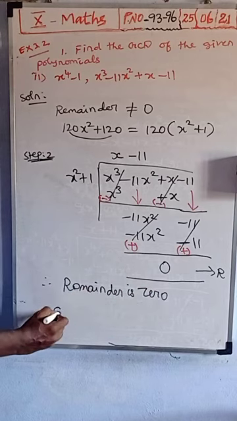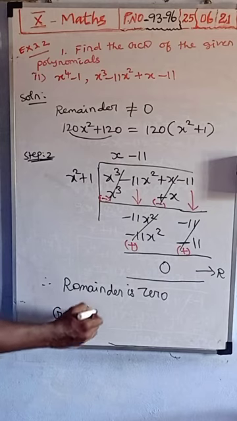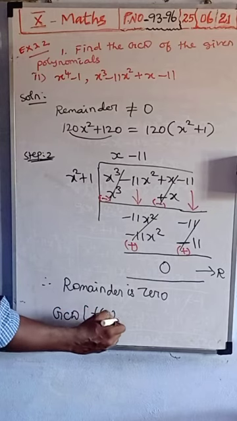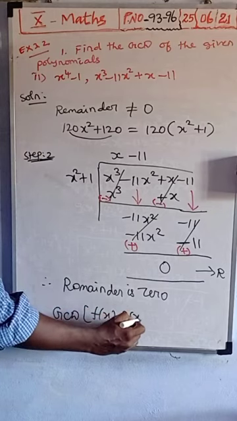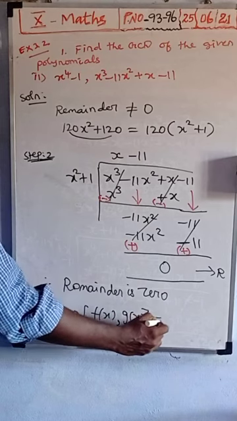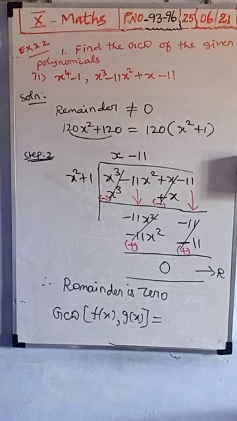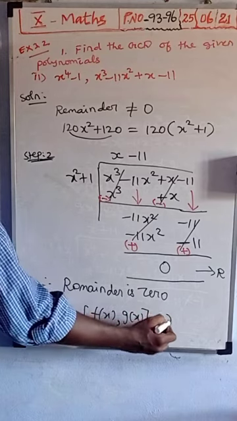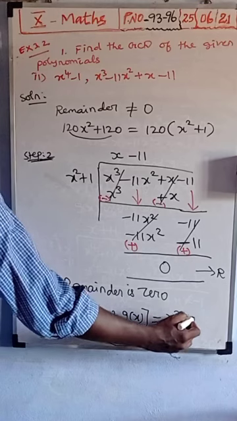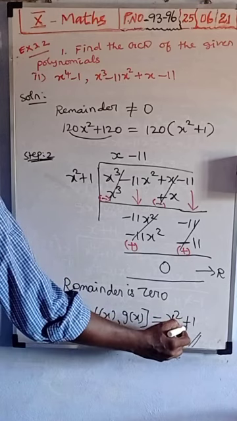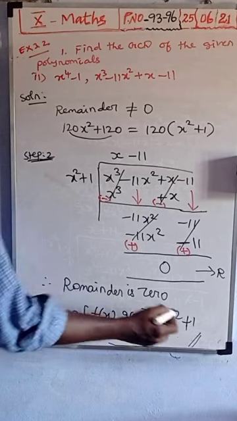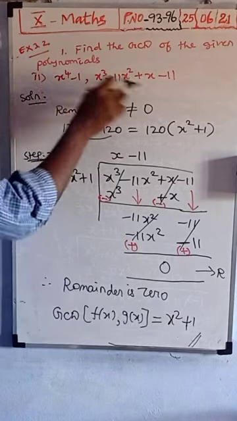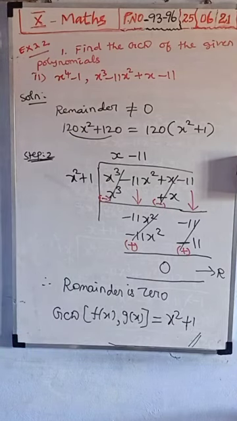Therefore, the answer is the GCD of f of x comma g of x. What is the GCD at last? Which divisor did we use when we received the remainder as 0? That is called the GCD. So x squared plus 1 is the answer. Using this polynomial only, we can divide both the polynomials. So this is called the GCD. Okay, that's all.